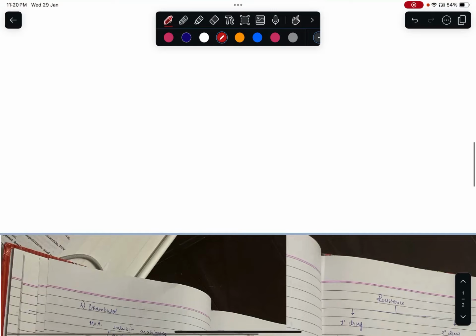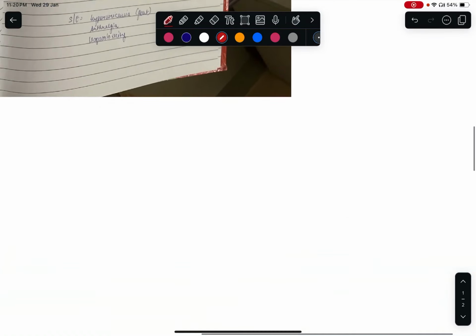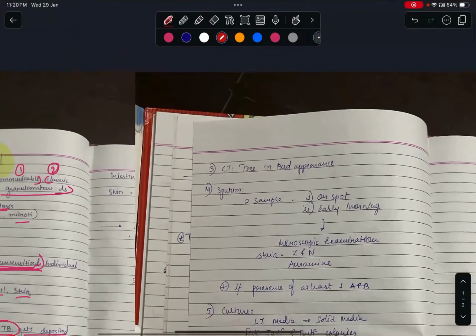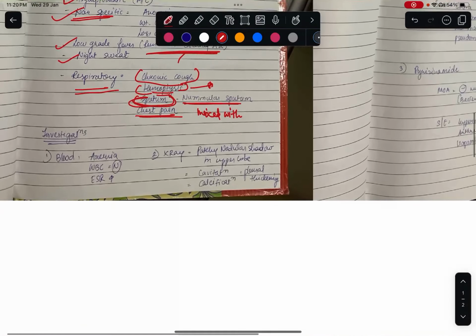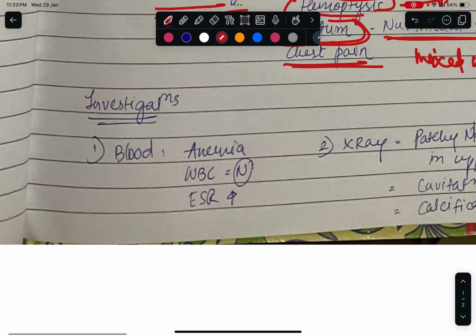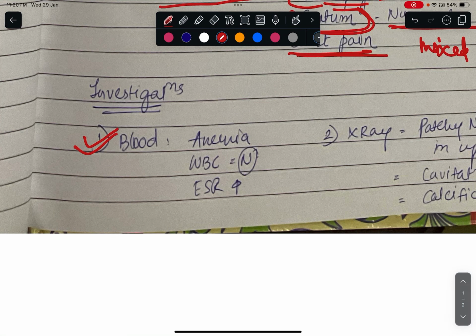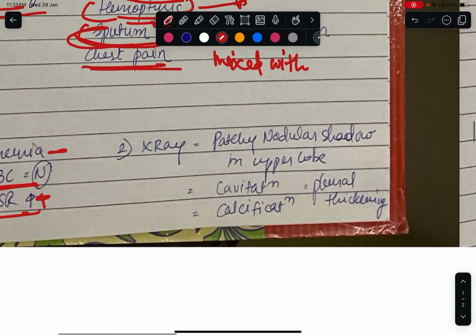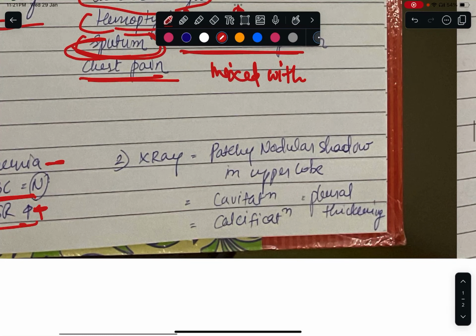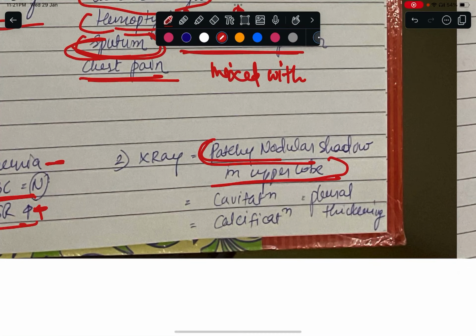Here are the investigations. There are 7 investigations. First is blood. There is anemia. WBCs are normal and ESR is elevated. X-ray: in the X-ray you will see a patchy nodular shadow in the upper lobe.